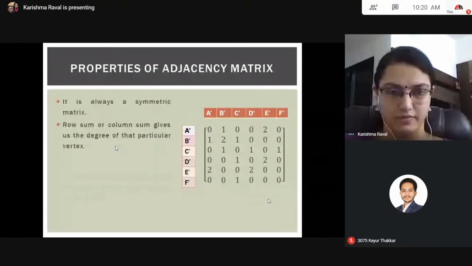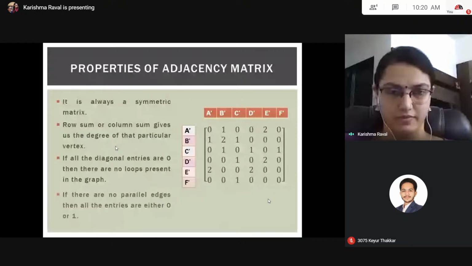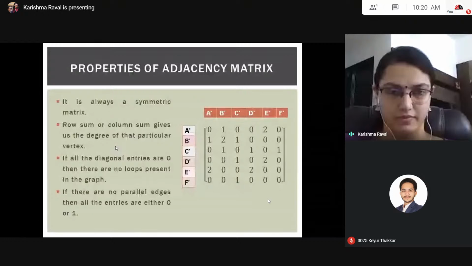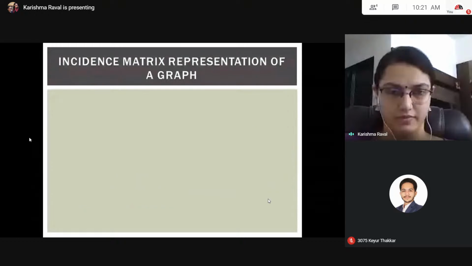So from this matrix, what can we predict? We can predict that the row or column sum gives us the degree of a particular vertex. If all the diagonal entries are 0, then we can say that there is no loop present in the graph. If there are no parallel edges, then we will just have either a 0 entry or a 1 entry.